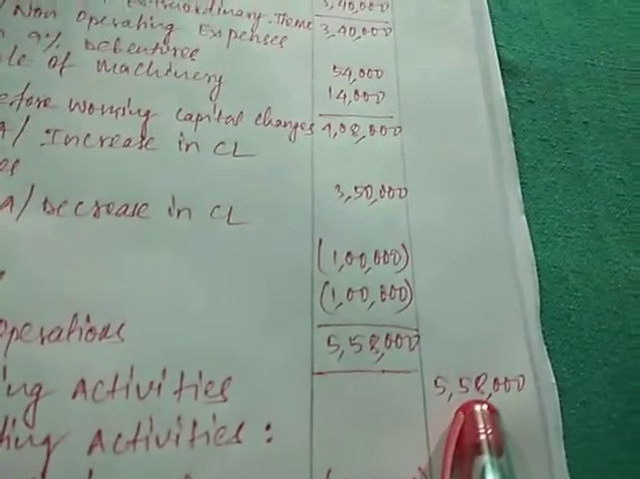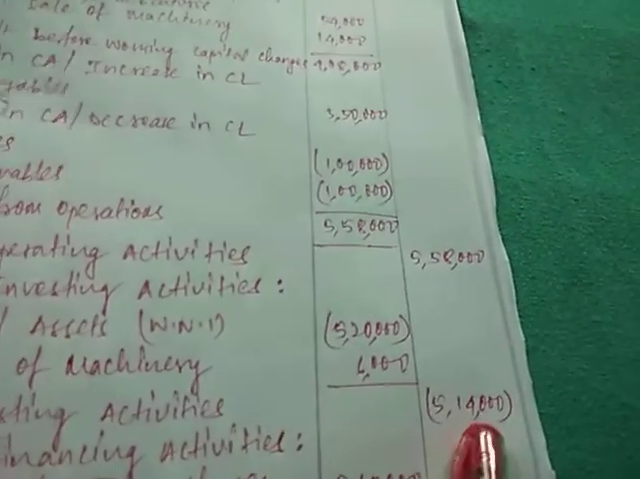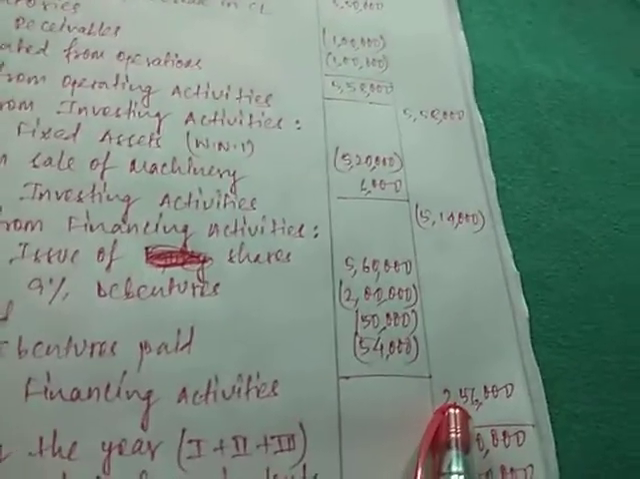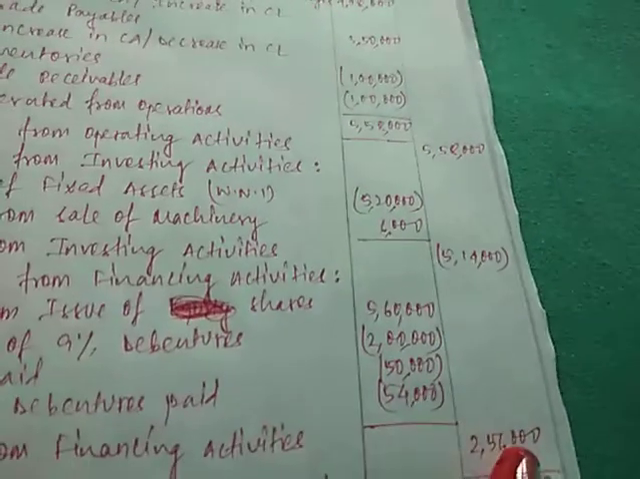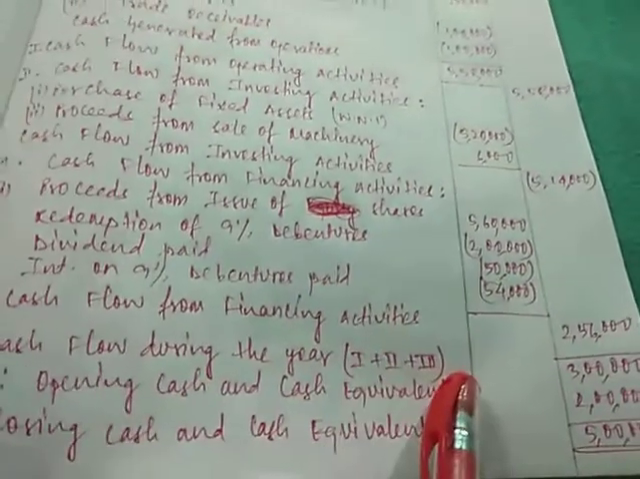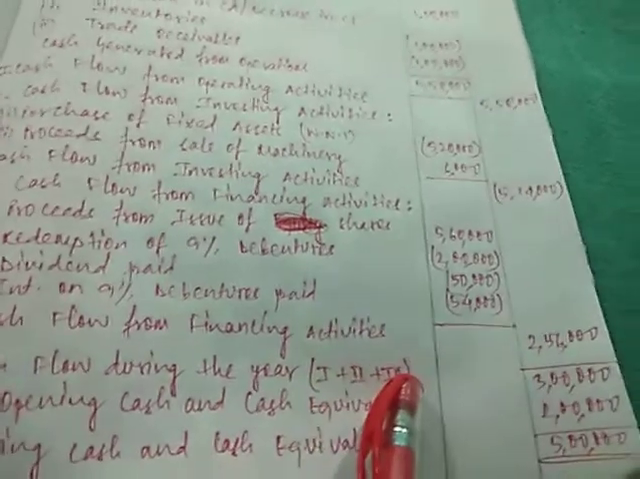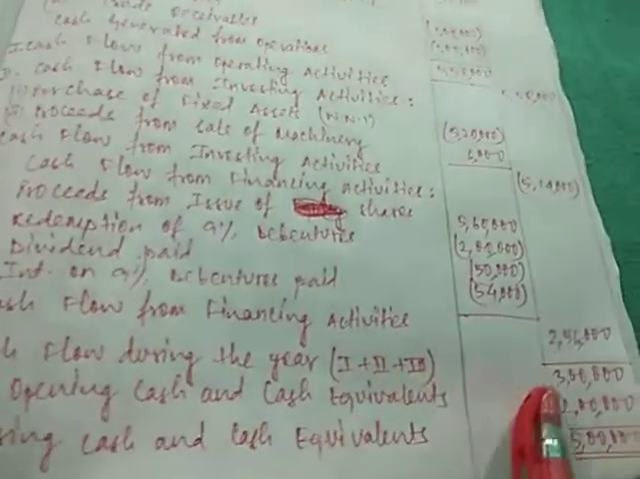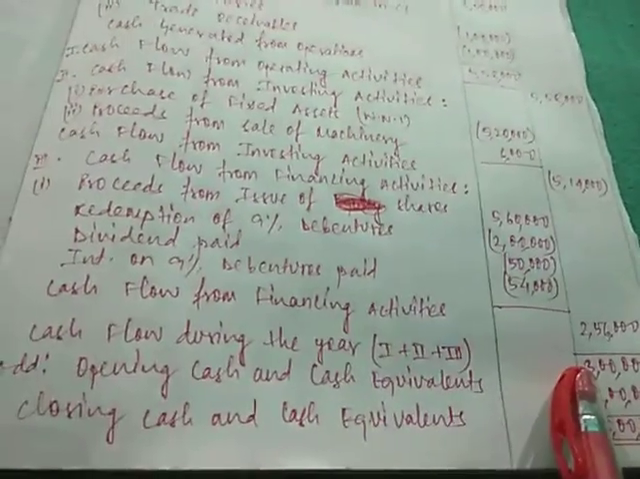Now from operating activities the cash flow is 5,58,000. In investing activities the cash used is 5,14,000. In financing activities it is 2,56,000. When you take the sum of all these three, you get 3 lakh. This is the cash flow during the year. 1 plus 2 plus 3 means operating plus investing plus financing activities. When you add all these three, you get 3 lakh. This is the cash flow during the year.